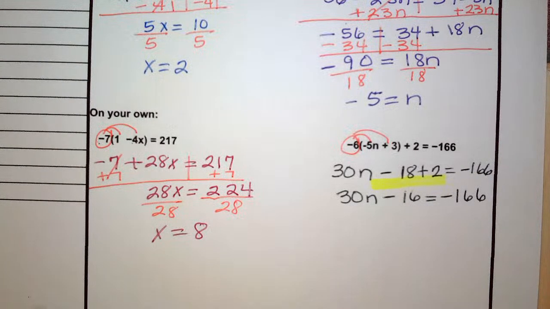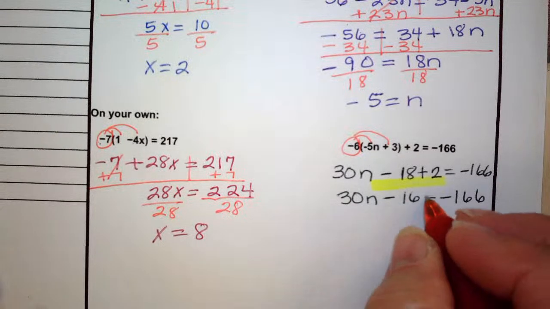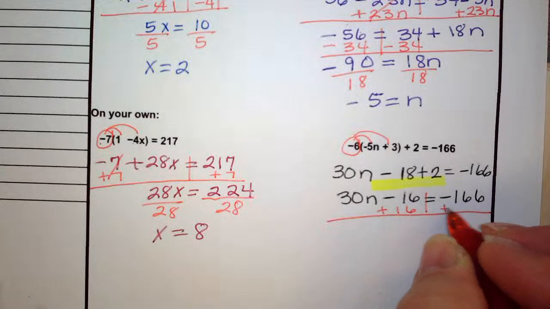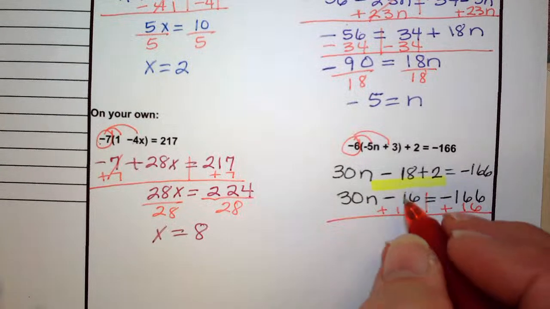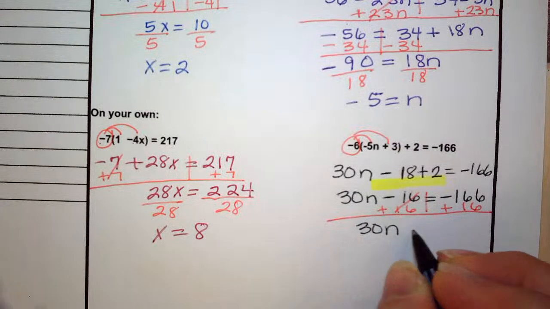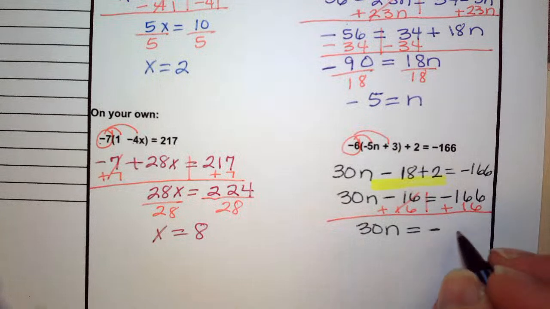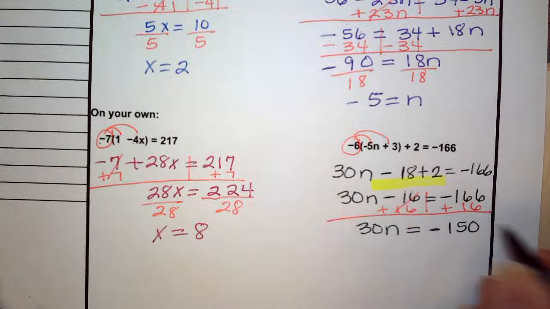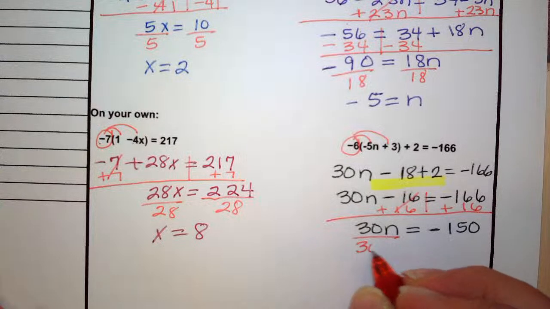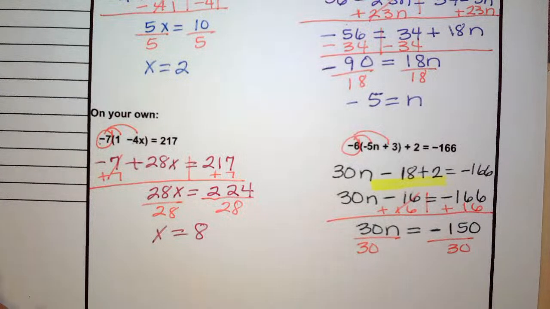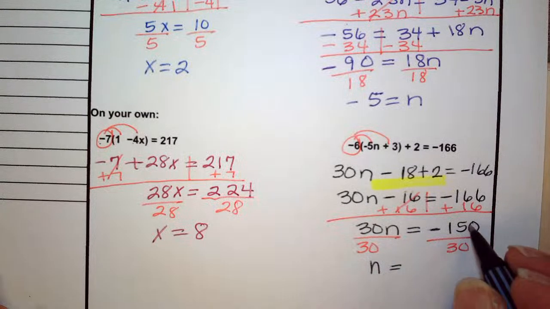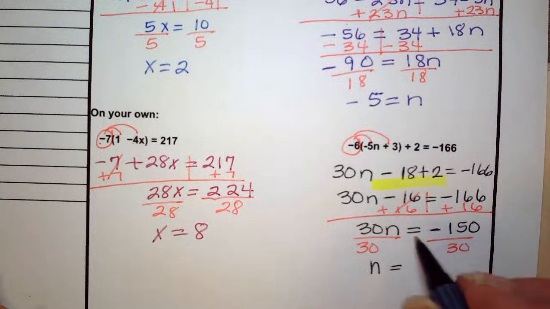Two-step equation. 30n minus 16, so I add 16 to both sides. These are opposite signs, so I will find their difference. 30n is equal to negative 150. Divide by 30 on both sides. n is equal to, we know it's a negative, the zeros will cancel out, 15 divided by 3 is 5.